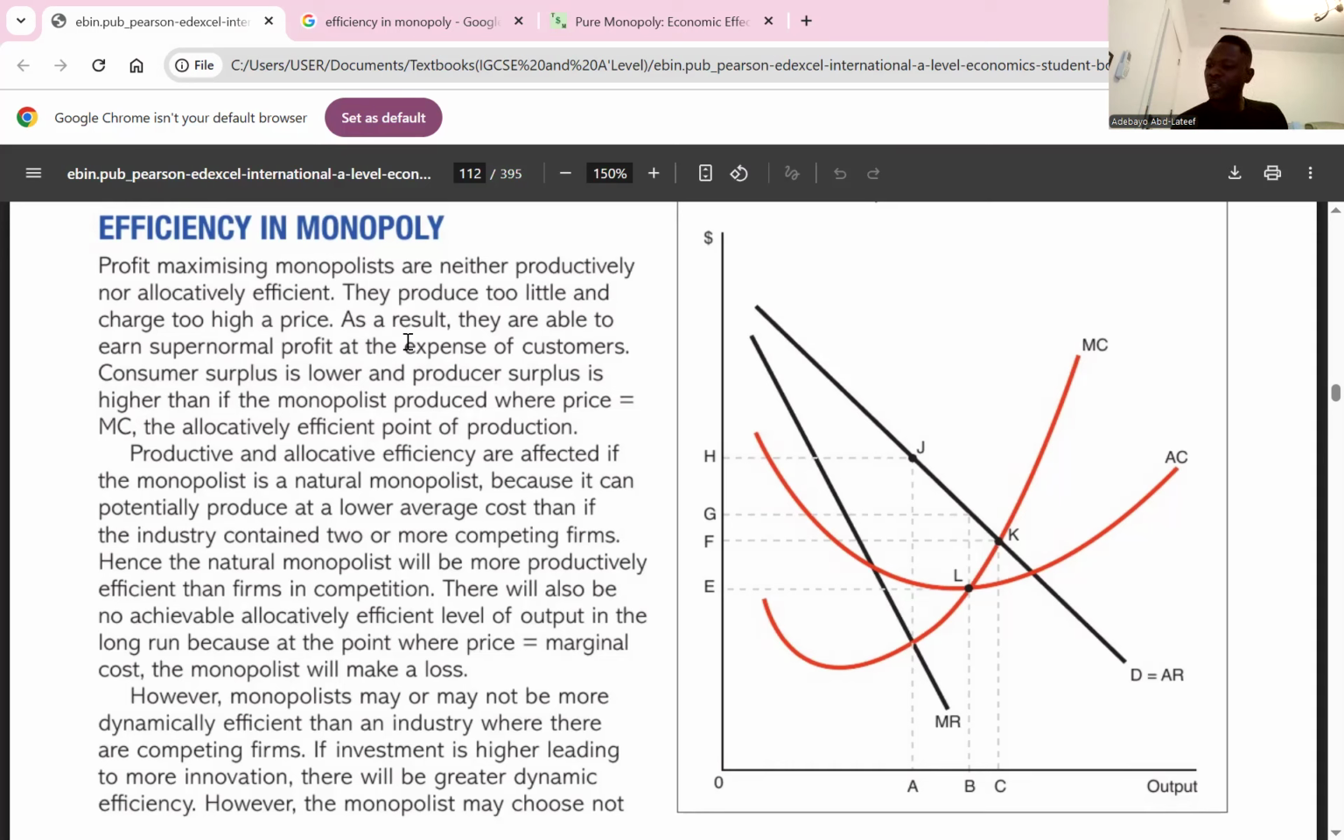So there's productive efficiency at point L, where AC equals MC. That is productive efficiency. Do you get my point here? And that is the lowest possible average cost. And if you can produce at the lowest possible average cost, it means you are productively efficient. Did you get it or not, please? So there's productive efficiency at point L, where the average total cost is at its lowest.